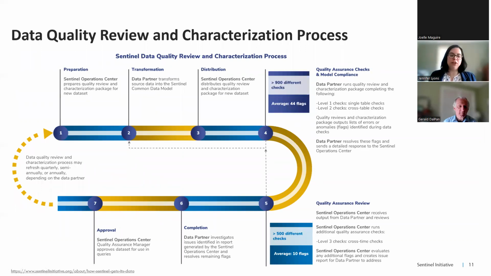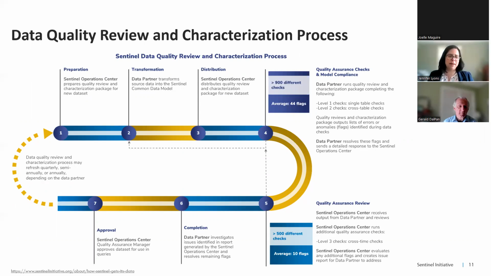So when data partners transform their data into the common data model, it first must go through a data quality review and characterization process. And this is a robust quality assurance and review period where every single time a data partner updates their data, we work with them to ensure that their data look and are performing as expected.